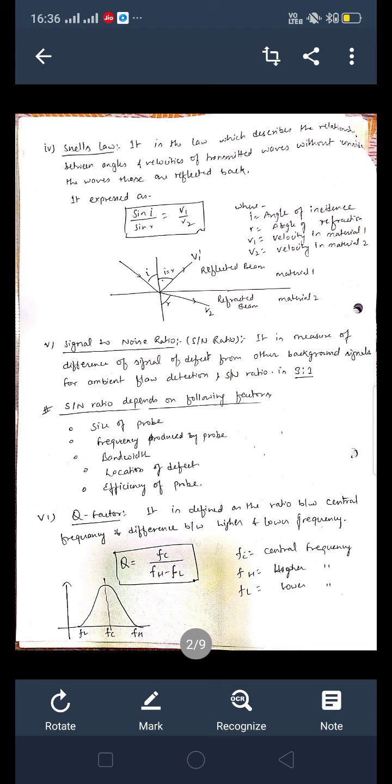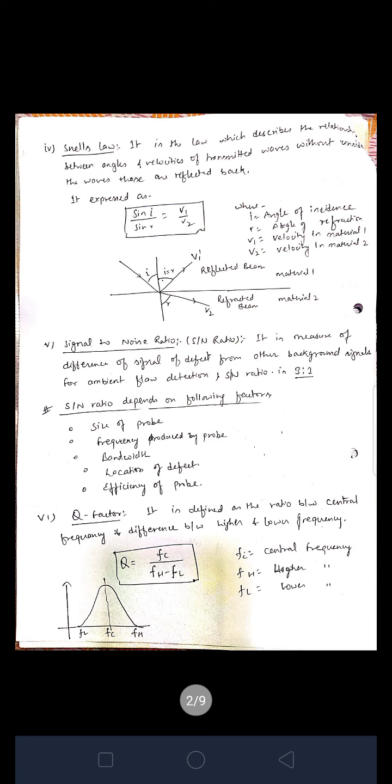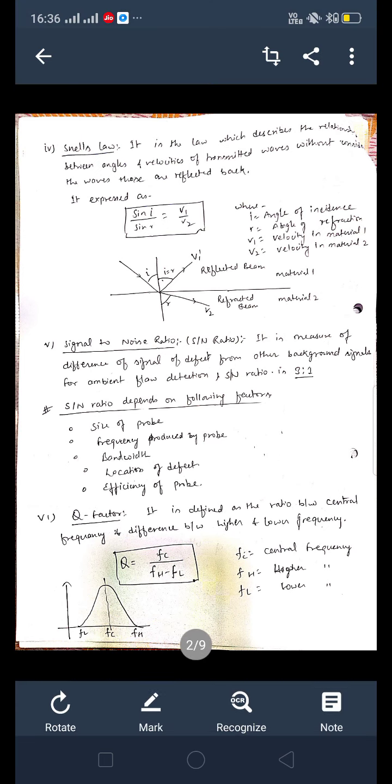Again, I repeat the principle. It is the law which describes the relation between angles and velocity of transmitted waves. What is it trying to say? It explains the relation between angle and velocity. Whose velocity? Transmitted waves. If any waves are incident on an object and get transmitted to the surrounding, those are the transmitted waves. So it is the relation between the angles and the velocity of transmitted waves, without considering the waves that are reflected back.